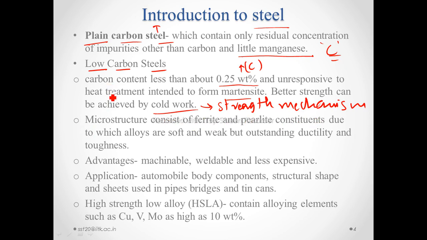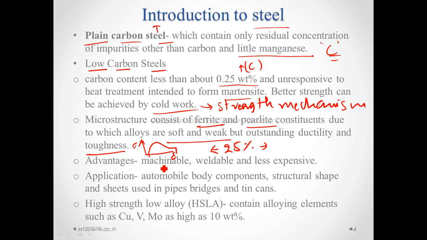So what is the microstructure of low carbon steel? It consists of ferrite as well as pearlite. This is the main constituent. As we know, ferrite as well as pearlite are soft and weak in strength, but they are more ductile and more tough. So what do we mean by tough? It has outstanding toughness, which means it can absorb more energy before fracture. So it can be stretched more, up to 25%.